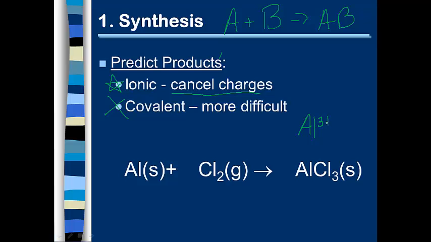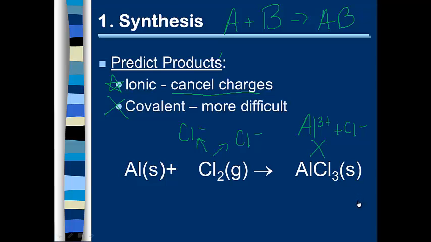Okay, so aluminum is a 3+ charge. Now chlorine, even though it's diatomic, still forms chloride ions, so you still will get two chloride ions out of this situation. So when we balance it, we've got to balance the aluminum 3+ and the chloride 1-. You crisscross them, you get AlCl3.